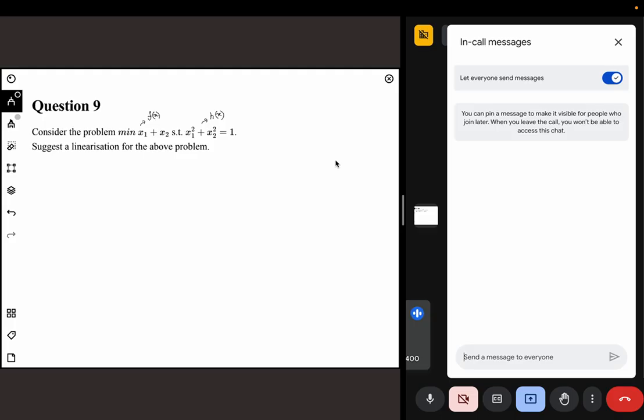So if I put it geometrically, what I'm trying to do is, my objective function is already linear, so there is nothing to do with the objective function. It's only the constraint that I have to linearize.